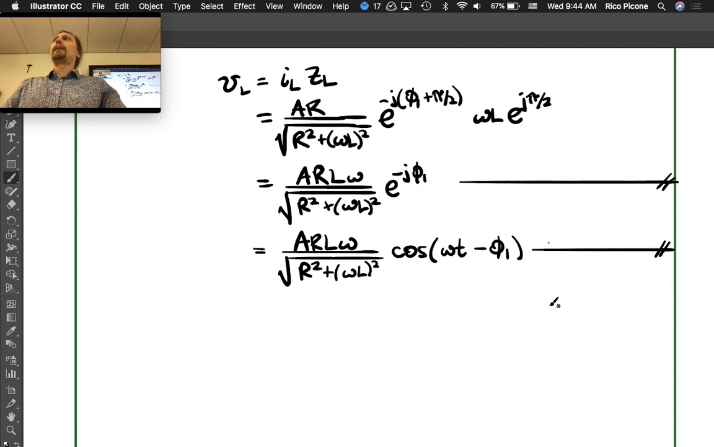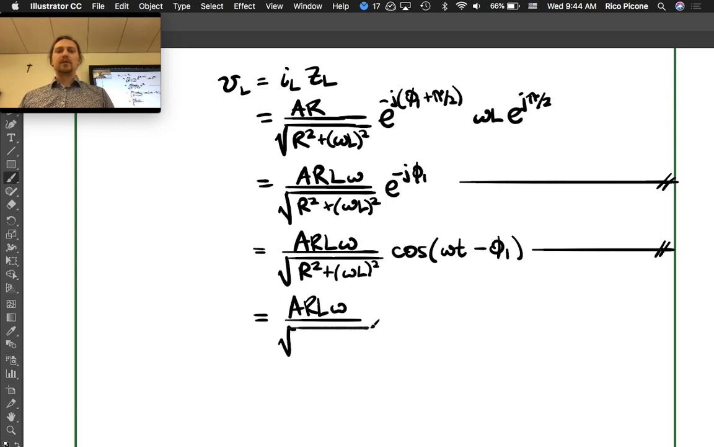So, okay, that was the whole thing. I mean, we could do a sine. You want to do a sine? Let's do a sine. The normal one, sine, no? Yeah, let's do a sine. ARL omega over r squared plus omega L squared, sine omega t minus v1.